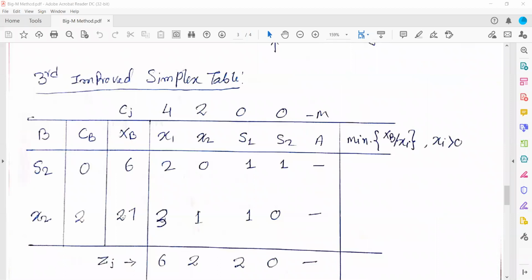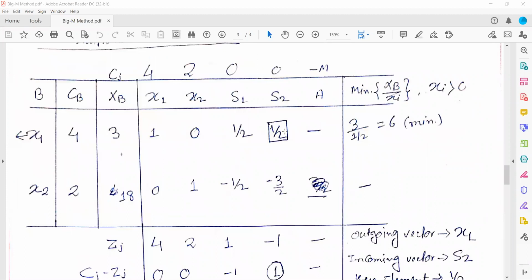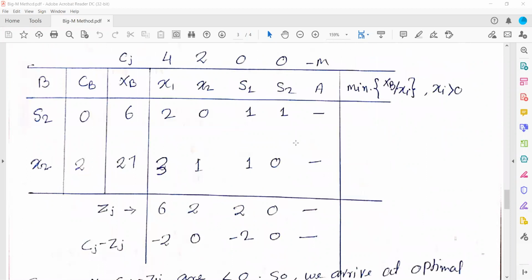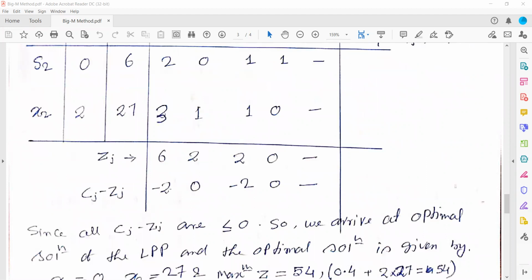And then you write the simplex table. So I have done. And then below this, after making it 1, whatever non-zero element is there, you need to make it 0 by using this row. So that I have done here. So we have made it 0. Now you have calculated the Cj minus Zj. So here see, all Cj minus Zj values are either 0 or negative. That means we have arrived at the optimal solution.